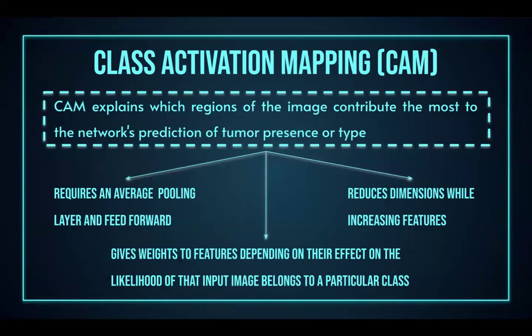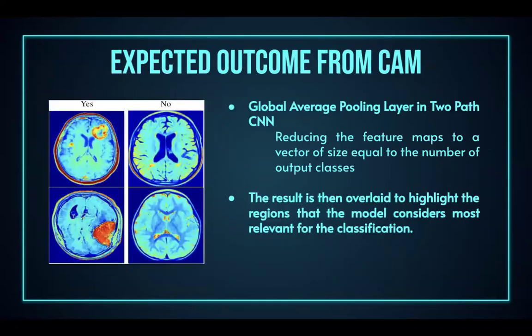Afterwards, we started implementing the class activation mapping, also known as CAM. This is used to interpret the predictions. So basically, it explains which regions of the image contribute the most to the network's prediction of tumor presence, and requires an average pooling layer, and it does feed forward. It also reduces the dimensions while increasing the features, and it gives weights to the features depending on their effect on the likelihood of that input image belonging to a particular class. And so this is the expected outcome of the CAM.